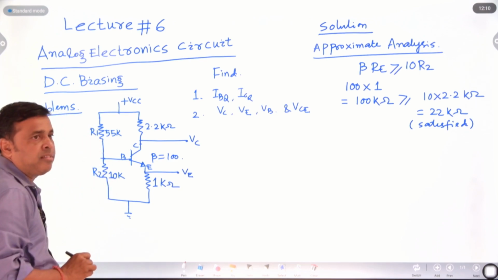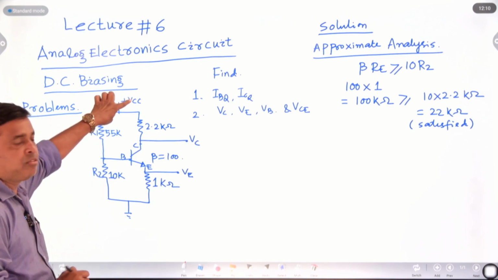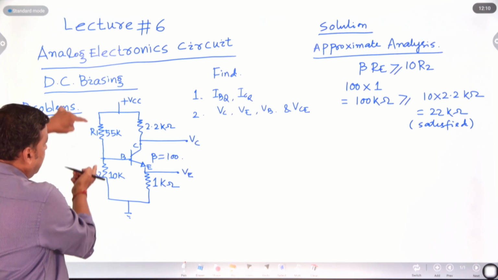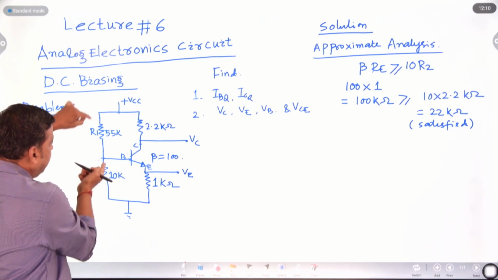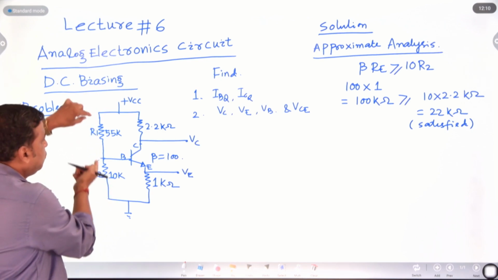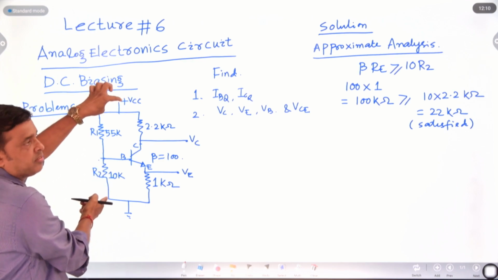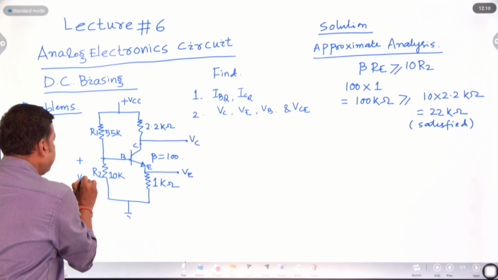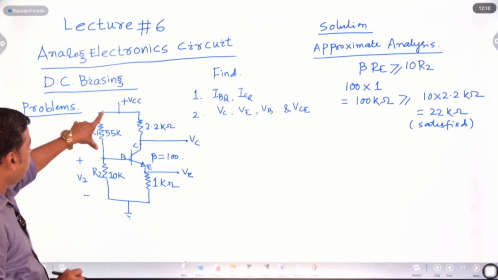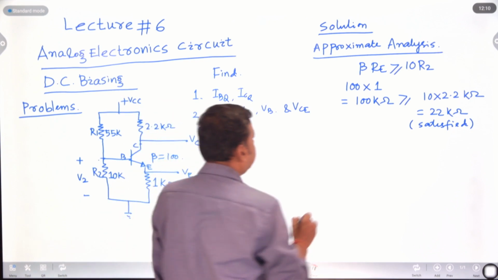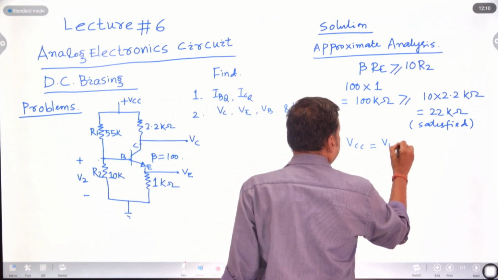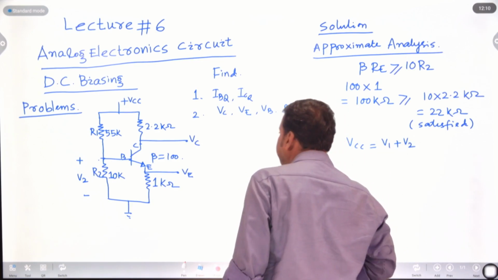In the voltage divider biasing, the total voltage VCC is divided between these two resistances R1 and R2. Voltage across R1 is V1 and voltage across R2 is V2. So V1 plus V2 is nothing but VCC. So we have to calculate it first. VCC equals V1 plus V2.